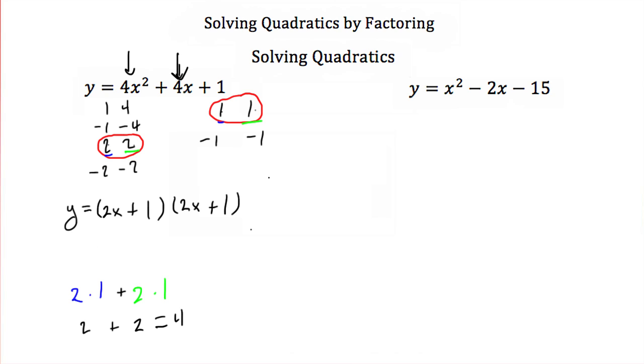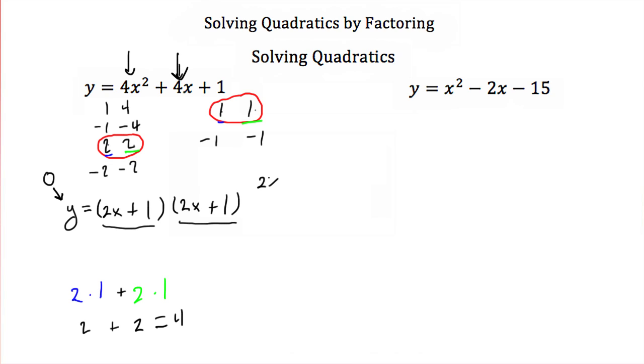So to solve this then, we need to find values of x that make y equal to 0. And to do that, we can set each one of these terms in our parentheses equal to 0. Because if one of them equals 0, then it doesn't matter what the other one equals, because you're just multiplying that by 0. And anything multiplied by 0 is 0. So to do that, we set each of these equal to 0.